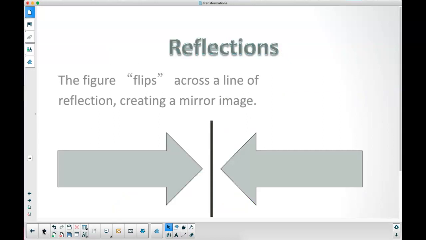Okay. The figure flips across a line of reflection, creating a mirror image. So if I do this, did I reflect myself? No, what do I have to do to reflect? Look at a mirror, right? Then you see your reflection. Okay? Or I'd have to flip myself. Right? Flipping is reflection. You are kind of a reflection in yourself.